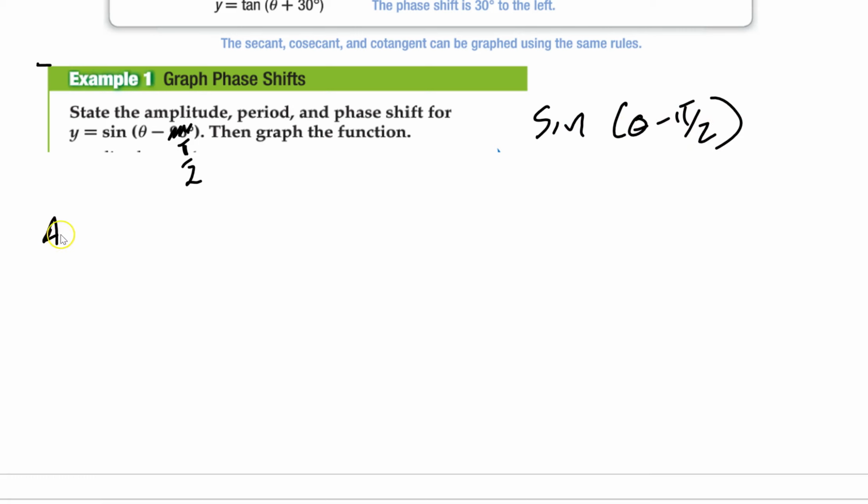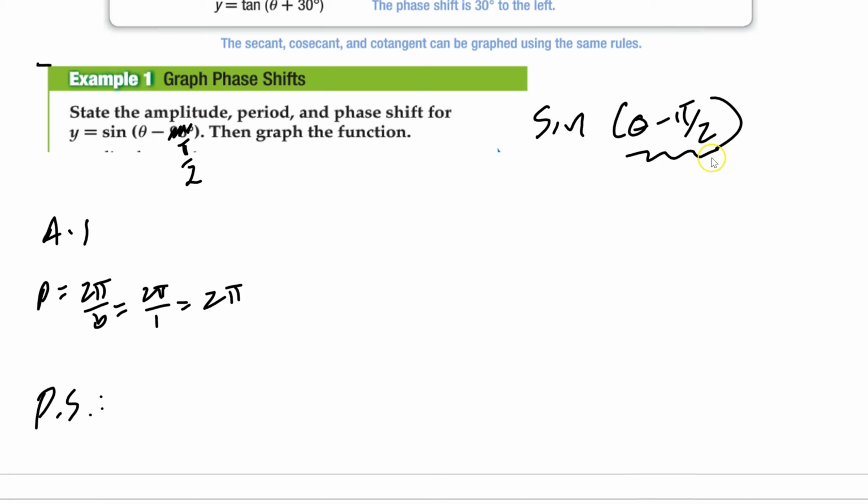Let's find our amp. Amp is in reference to 1. Let's find the period. Period is in front of the theta here, which doesn't have one. There's no b there, so 2 pi over 1, so 2 pi. And then we have a phase shift. That's how much we move left and right. Inside opposite, so we move right pi over 2.